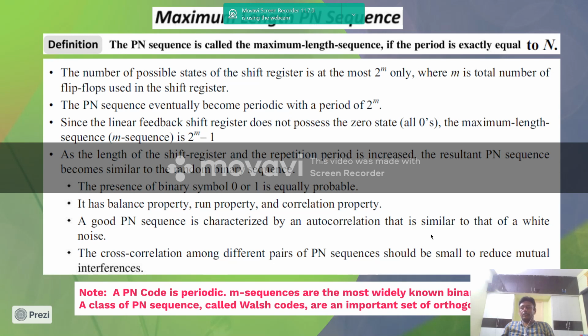Here, one more important thing is that a PN code, pseudo noise code, is periodic. M sequences are the most widely known binary PN sequences, and different types of PN sequences are there, like Walsh codes, which are one of the important sets of orthogonal PN codes.